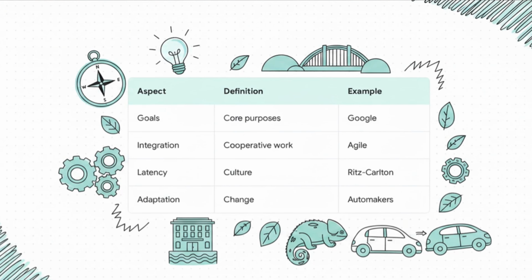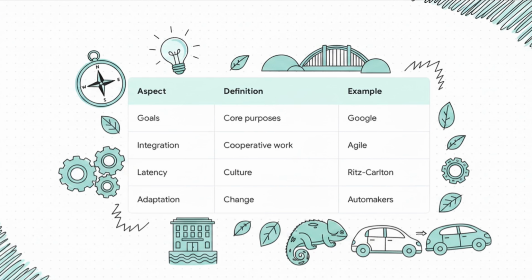We stopped looking at organizations as magnificent clockwork mechanisms and started viewing them as living organisms. This matrix perfectly illustrates the open systems approach, where a company must constantly interact with its external environment to survive. First, goals. Every organism needs a purpose. Google's historical goal to organize the world's information gave their entire system a unified direction.